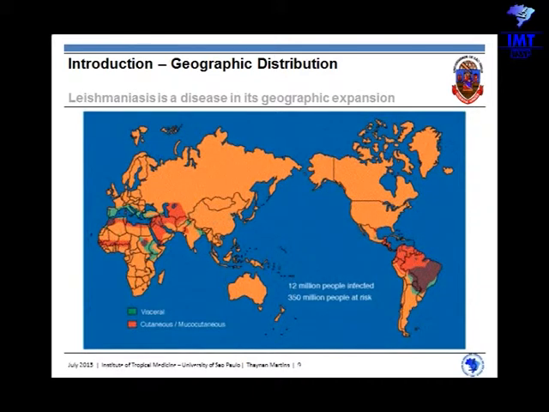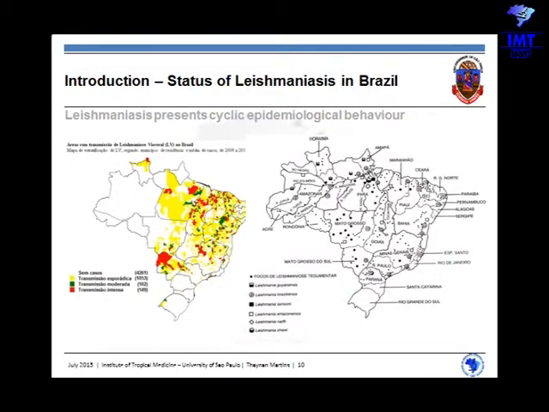Leishmaniasis is confined to tropical areas. On this map we can see visceral Leishmaniasis in green and cutaneous Leishmaniasis in orange, and we can clearly see that it's in tropical areas, subtropical areas, and southern Europe. There are 2 million people infected and 350 million people at risk. Here in Brazil, this is the situation. Visceral Leishmaniasis is in almost all states of Brazil, and cutaneous Leishmaniasis is already in all states of Brazil.